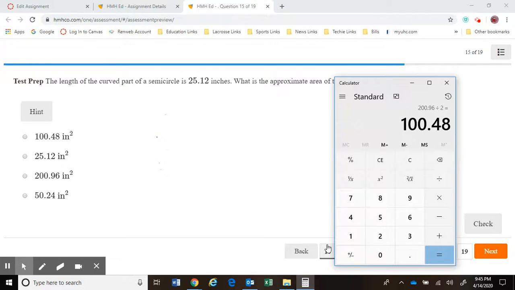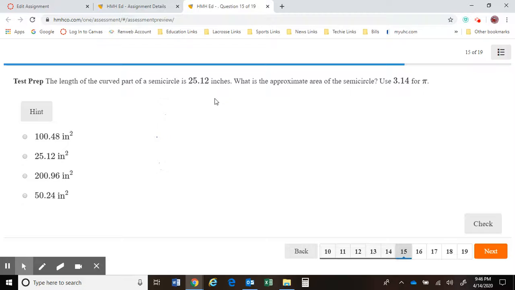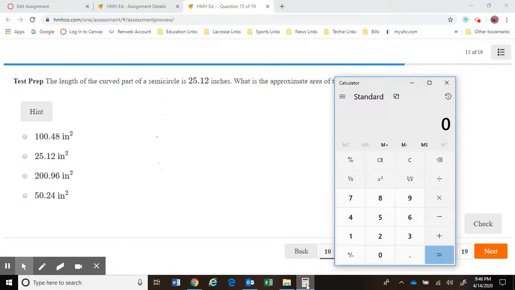So it's a little trickier because it's a semicircle. It's half of the circle. Another way you could do this is you could take 25.12, double that, and then work it that way. So let me show you that as well. So 25.12 times 2, so you're finding the whole circle here. Okay, that's 50.24.